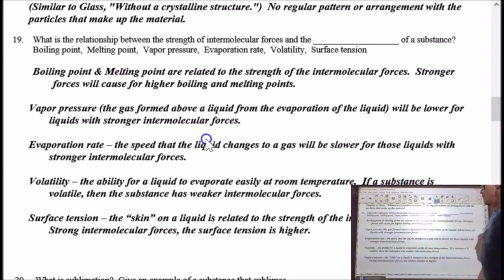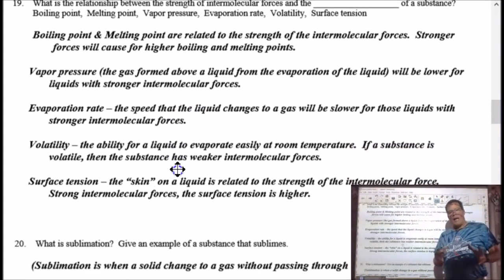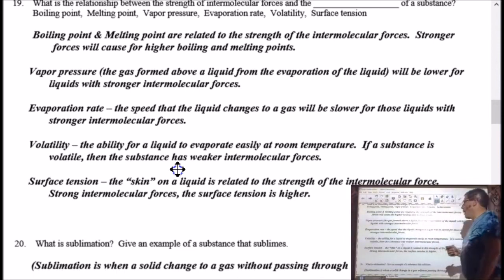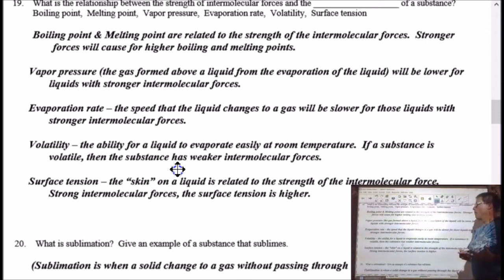If you're looking at vapor pressure, that was back when we talked about gases, and I could get water to boil at room temperature because I removed the atmospheric pressure. I lowered the atmospheric pressure enough so that the water molecules could actually change from a liquid to a gas on their own. So vapor pressure is the amount of gas above a liquid when it's evaporating. And the stronger the intermolecular forces, the lower the vapor pressure associated with that.